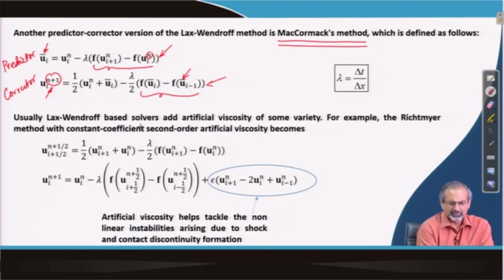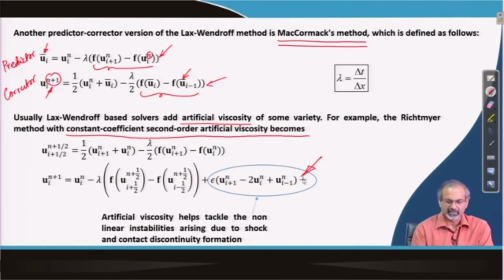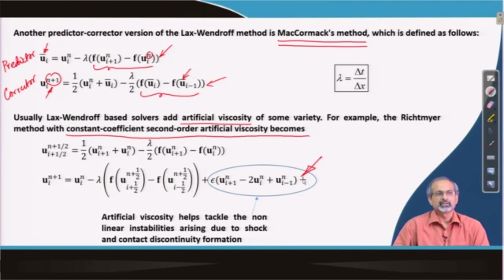Now, usually Lax-Wendroff based solvers add artificial viscosity in some manner. For example, the Richtmyer method uses constant coefficient second order artificial viscosity, which is represented by an expression like this. As you can see, it is applied in the corrector step. This artificial viscosity would help tackle the nonlinear instabilities which may occur due to the discontinuities which form in the flow field as computations go on, which is due to either shock wave or contact discontinuity.